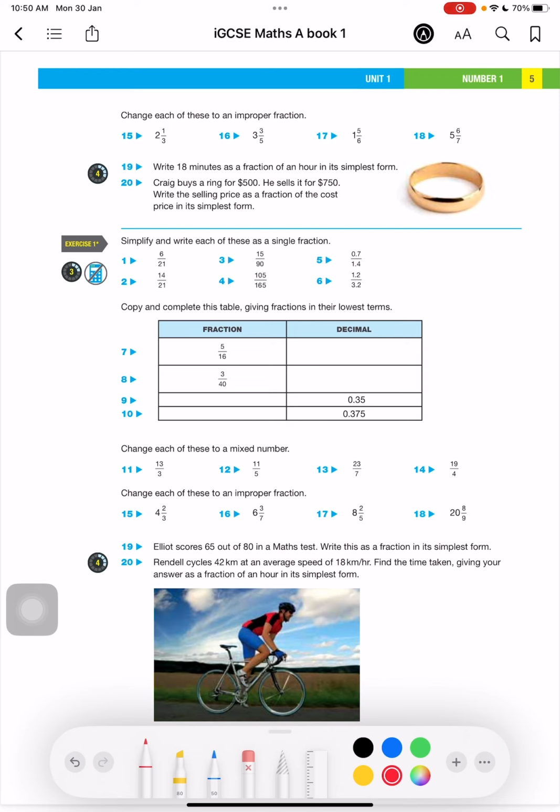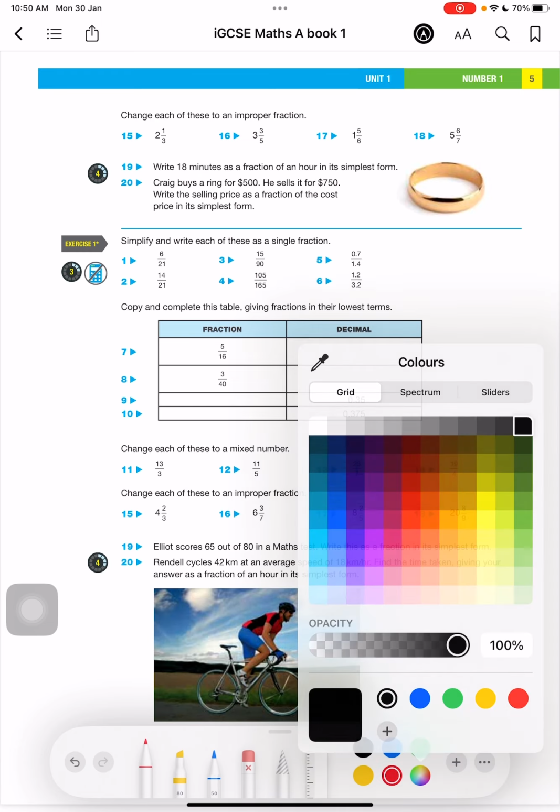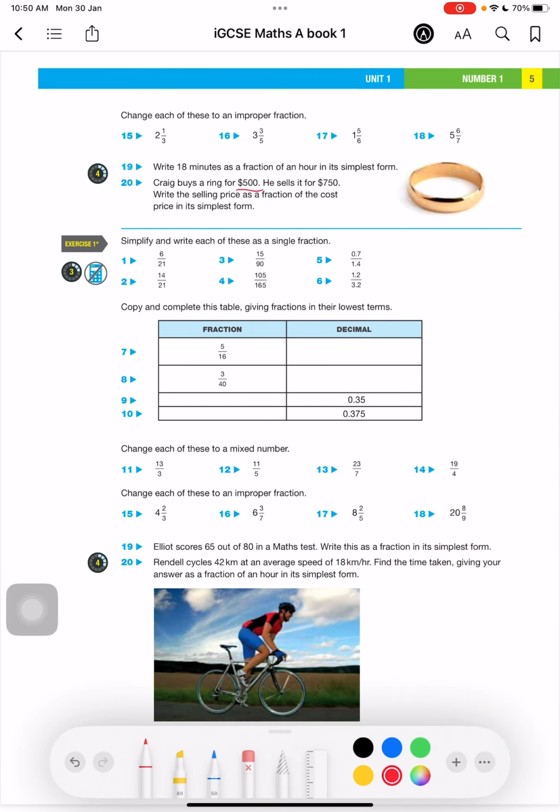Let's try number 20. Craig buys a ring for $500. He sells it for $750. Write the selling price as a fraction of the cost price in its simplest form. So what does this mean? As a fraction of the cost price, basically over here you will have $750 over $500, as a fraction of its cost price.